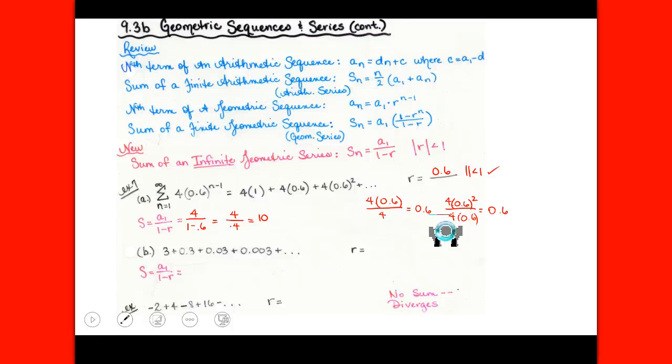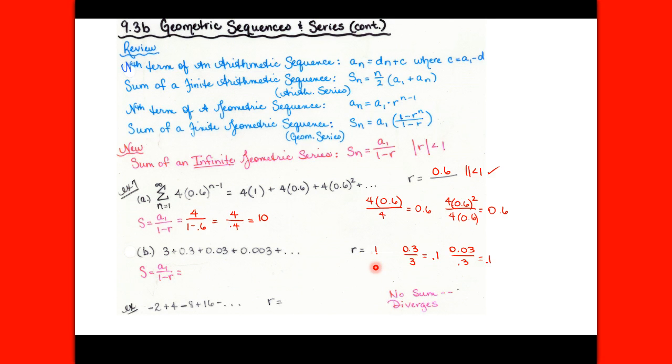All right, look at another one. 3 plus 0.3 plus 0.03 plus 0.003. So again, got to make sure it's geometric and got to make sure that the absolute value of the ratio is less than 1. All right, so let's start with, is it geometric? I can go through and do second term divided by first, third term divided by second, get the same thing every time. Yes, it's geometric. Ratio is 0.1. What's the absolute value of 0.1? 0.1. So the absolute value of the ratio is less than 1. So we're good. We can use our formula.